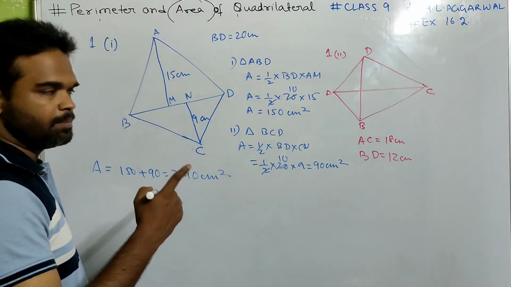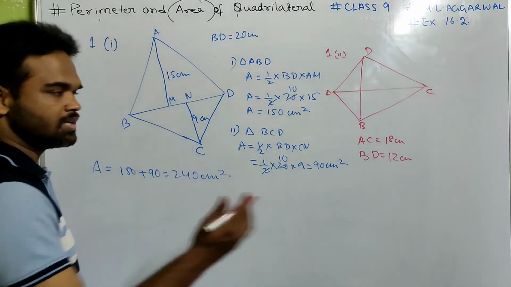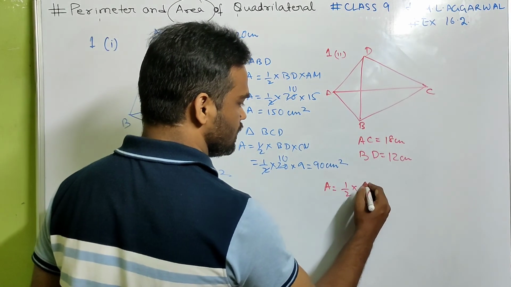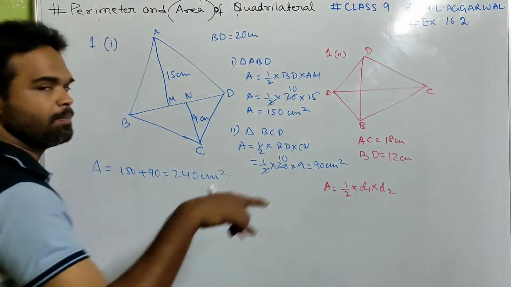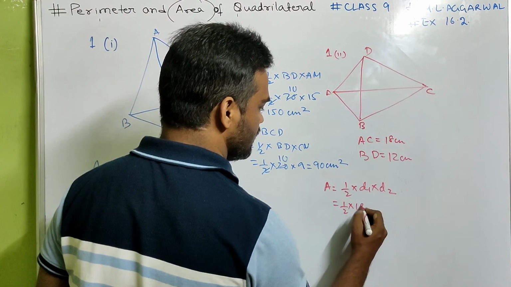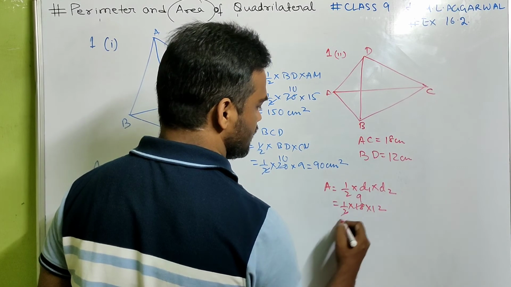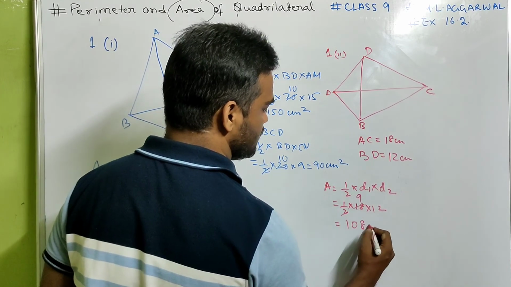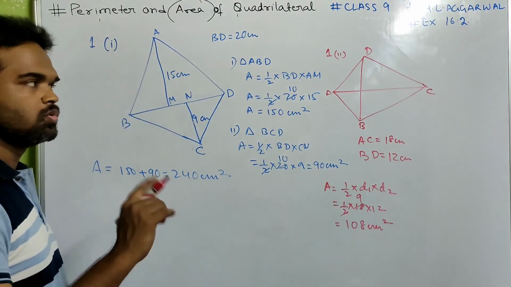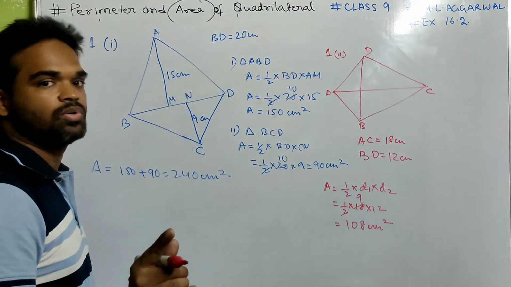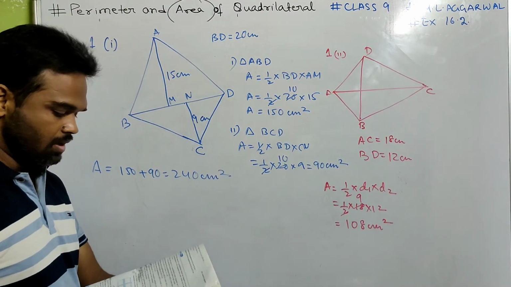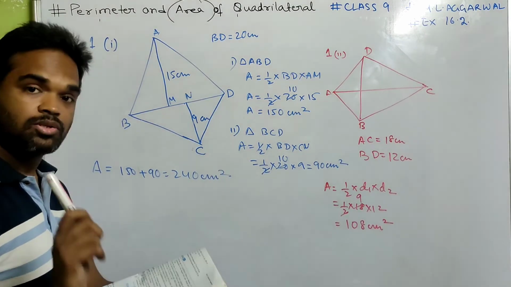We did it in the beginning only. If you have a particular case like this, then area will be half into D1 into D2. Remember, if the diagonals are perpendicular to each other, just use it. Half into 18 into 12. That's 9 times 12, that's 108 centimeter square. Simple. Area of a quadrilateral whose diagonals are perpendicular to each other is half into product of the diagonals. Done.